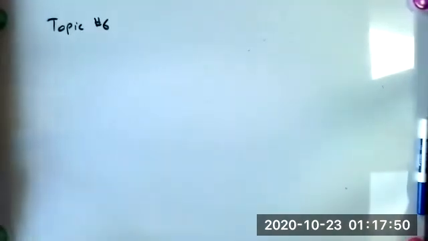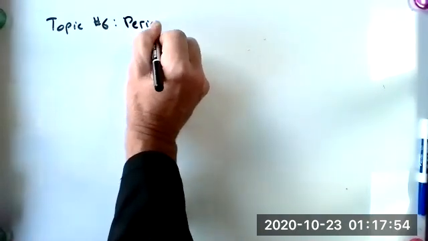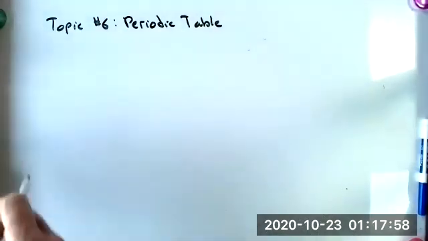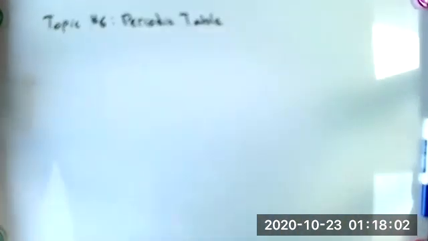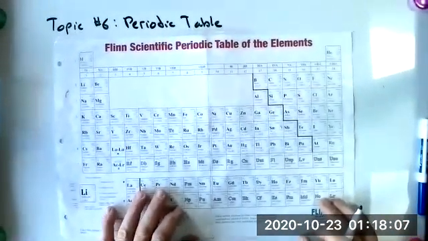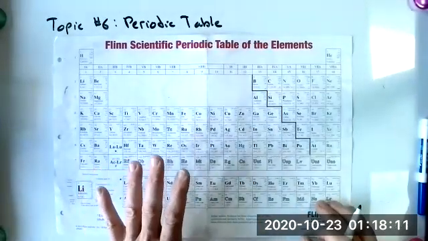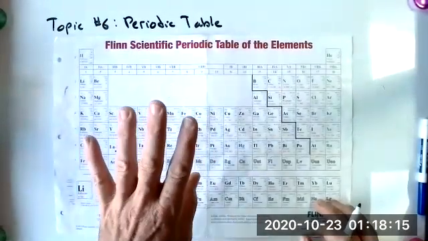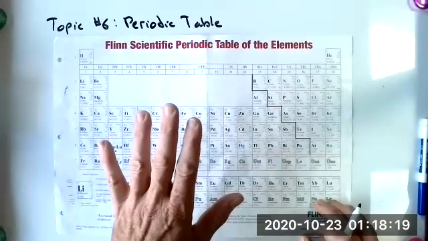All right, topic 6. What are we going to look at? We are going to look at the periodic table. If we look at the periodic table and we use part of our topic 5 knowledge in terms of valence electrons, gaining or losing, we can break this table down into 3 major element types.